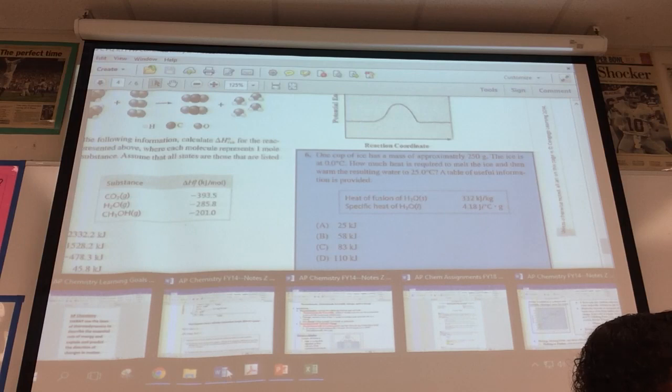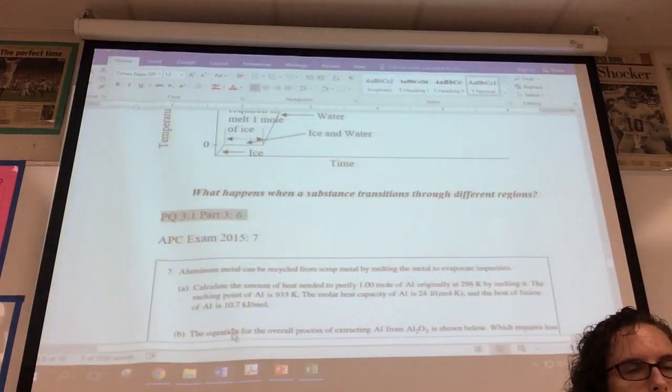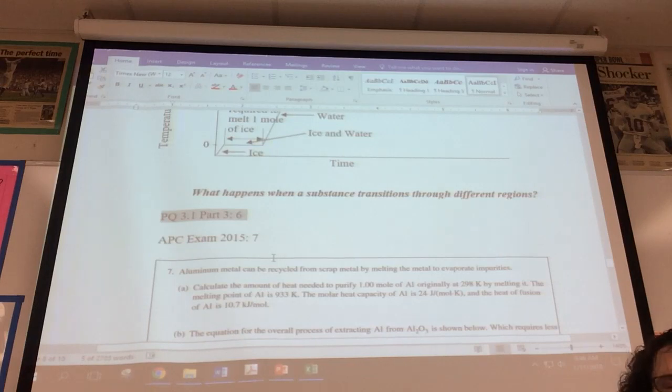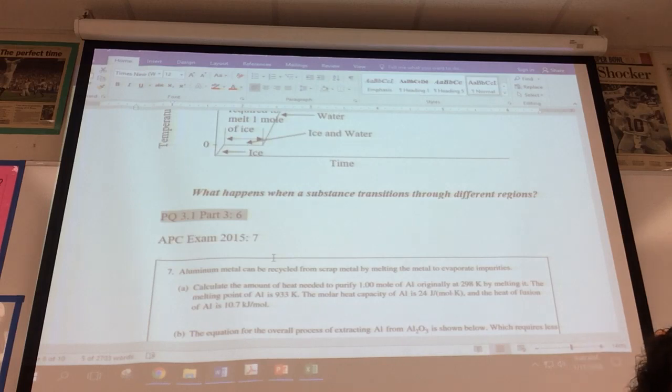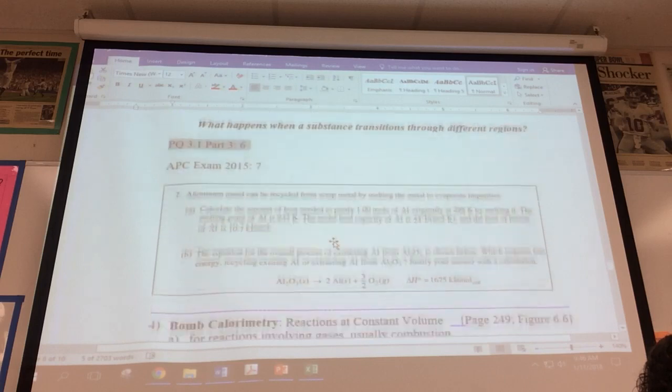Will they always give us the specific heat? They're going to give it to you. They might give it to you as 4.2. That's fine. 4.2 joules per gram degree Celsius. And don't be upset if it's kilojoules per kilogram degree Celsius, because you can just cancel the kilos. And just remember that 1 kilojoule is 1,000 joules.